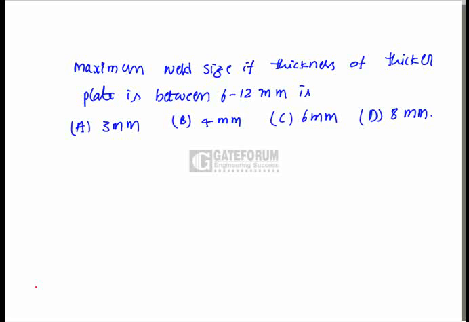It is a direct question. The maximum weld size if the thickness of the thicker plate is in between 6 to 12 mm is 4 mm.